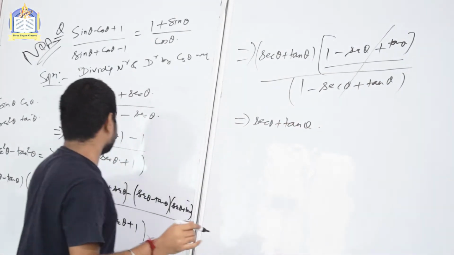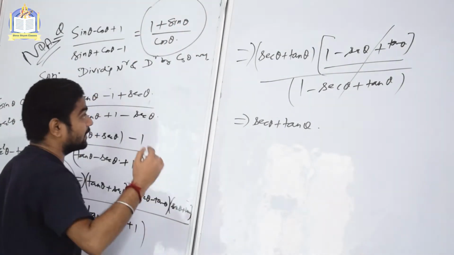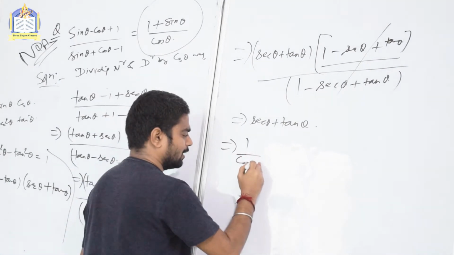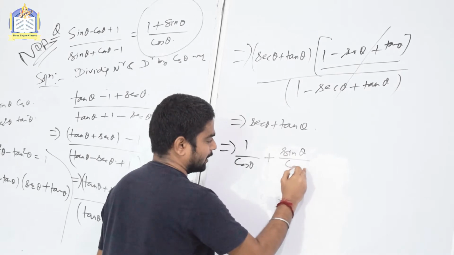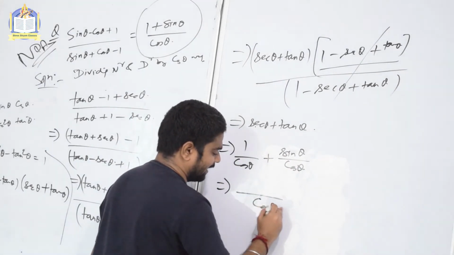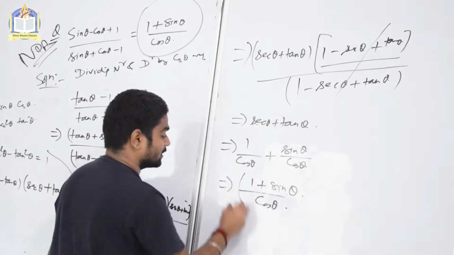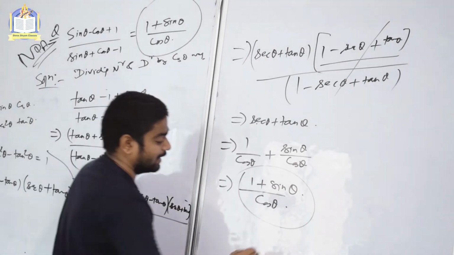But we have to prove this is 1 plus sin theta by cos theta. We have to write the answer in terms of sin and cos. So sec can be written as 1 by cos, and tan can be written as sin by cos, right? So by taking LCM we get cos theta in the denominator, and we are left with 1 plus sin theta. So this is the required RHS we are required to prove. So 1 plus sin theta by cos theta, hence proved.